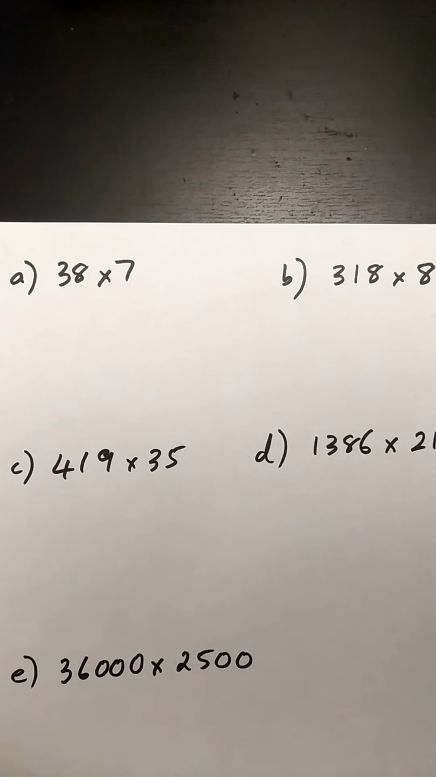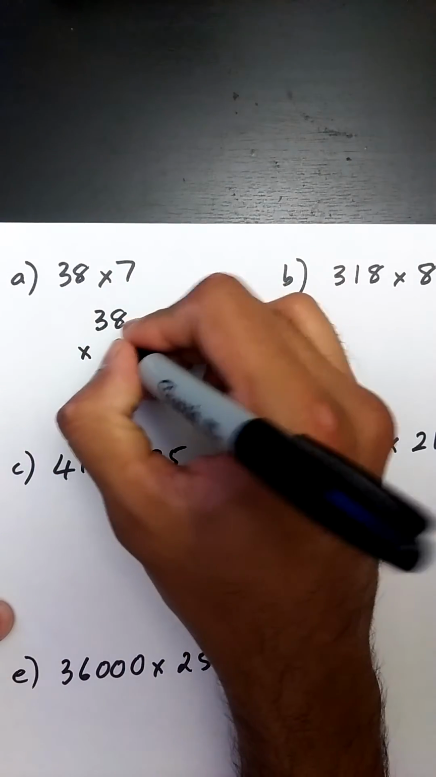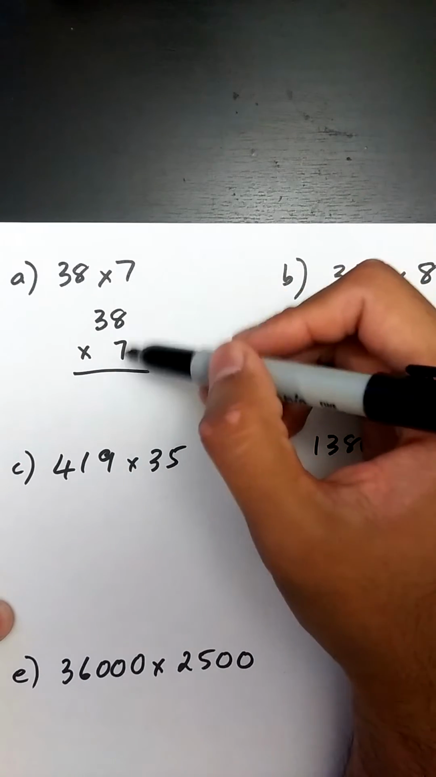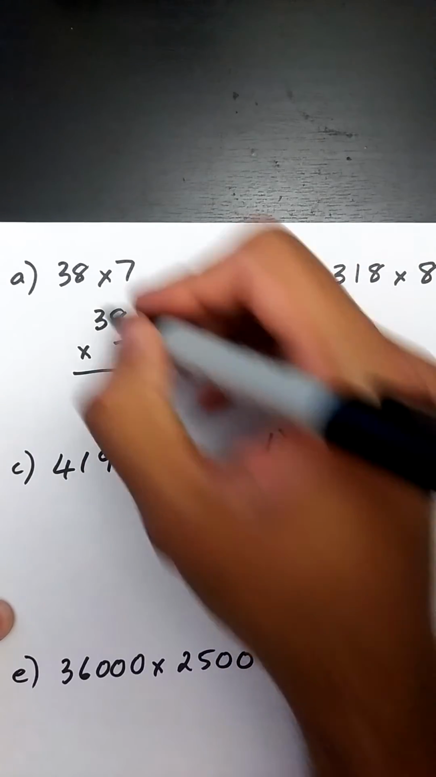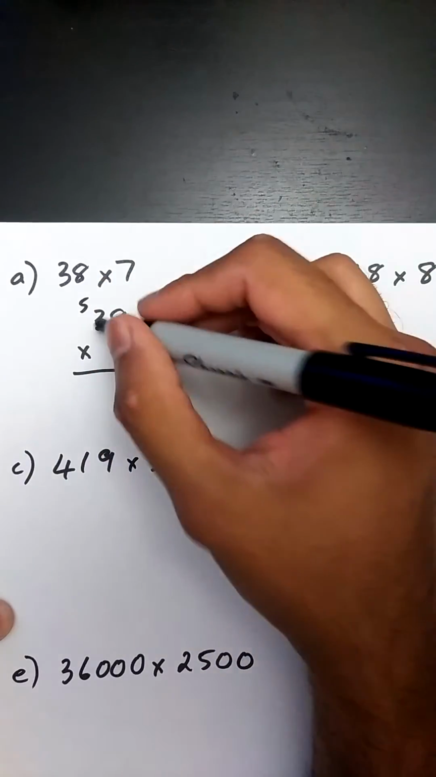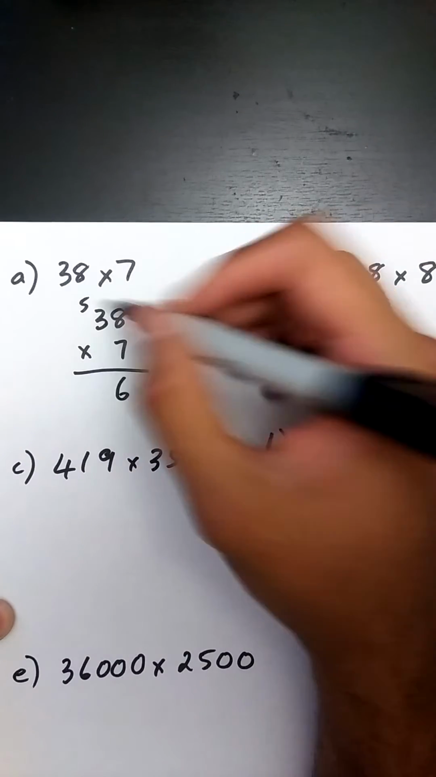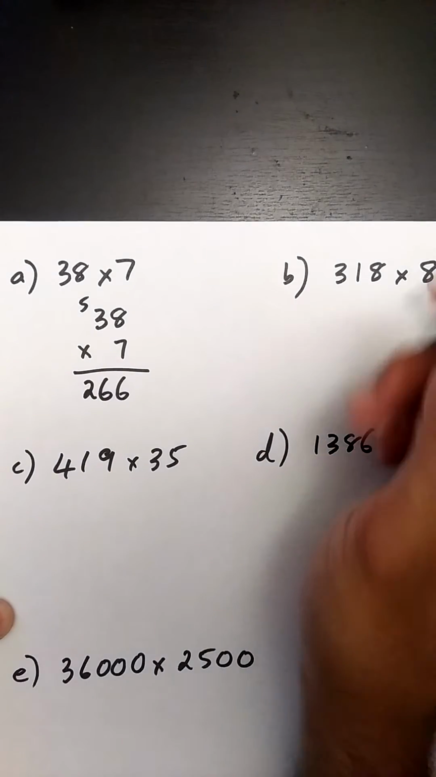Alright, when multiplying whole numbers, again pretty similar to addition. Line them up. Then we're going to start with the right side. So 8 times 7, 56. 3 times 7, 21, plus 5, 26.